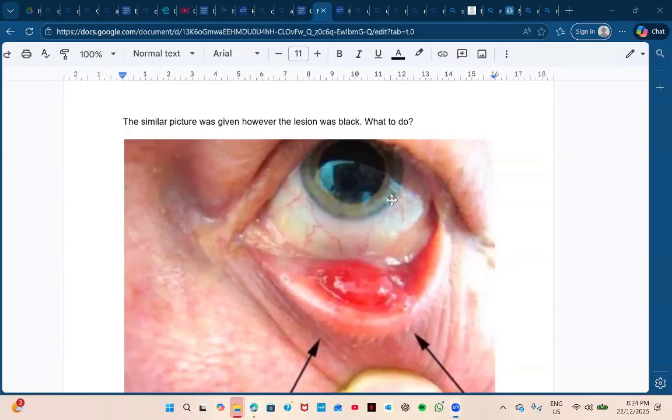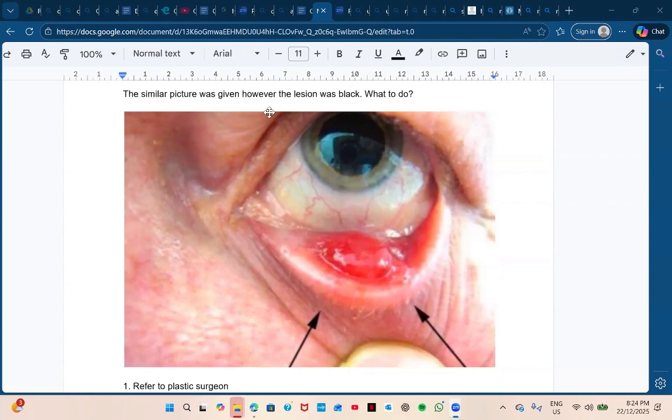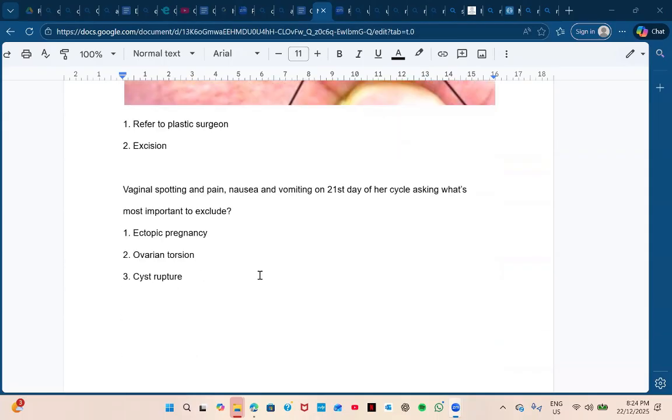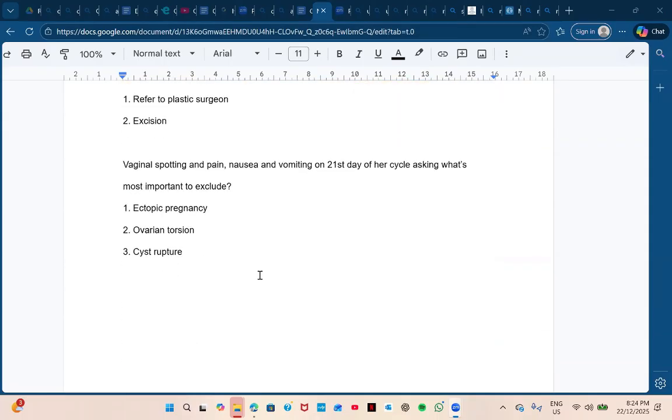Okay. So a similar picture was given, however, the lesion was black. Okay, here's the lesion, and this is black. Anyway, this is in the eye, right? So in that case, we have to refer for plastic surgery. We are not doing excision in this sensitive area like the eye, right? So you all agree we have to refer for plastic surgery, right? Okay, so next question.